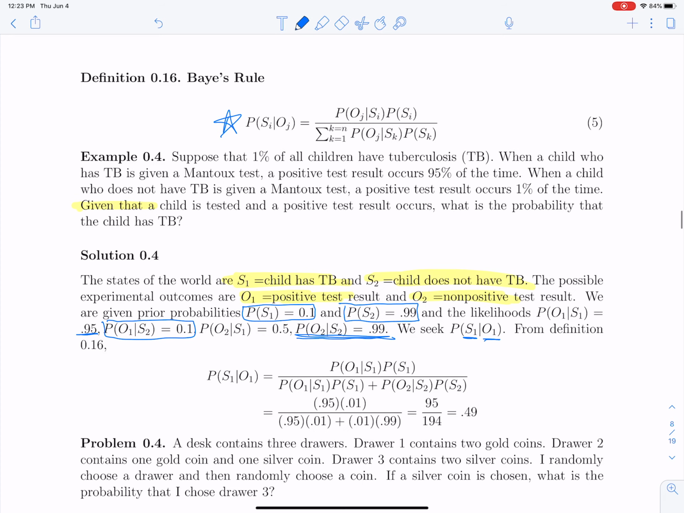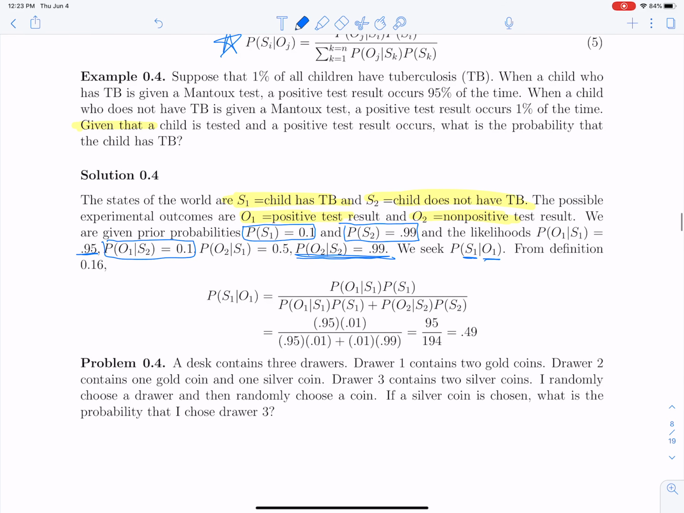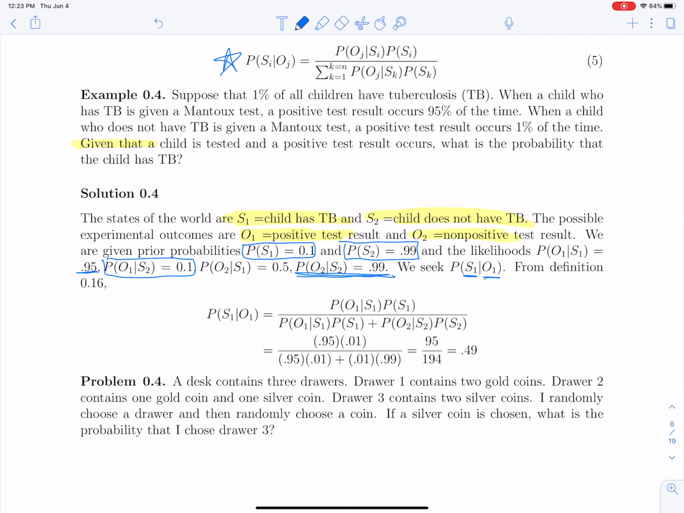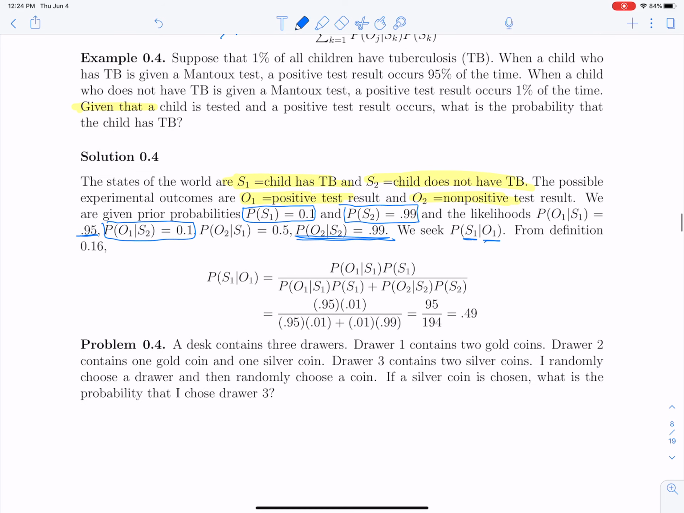So we basically just take Bayes' rule above and plug in. First of all, I and J is going to change to what we are looking for, which is P of S1 given O1. And we will plug in our values, which gave us 0.49. So there's a 0.49 chance that if we test a kid and they have TB, that they would get a non-positive test result.